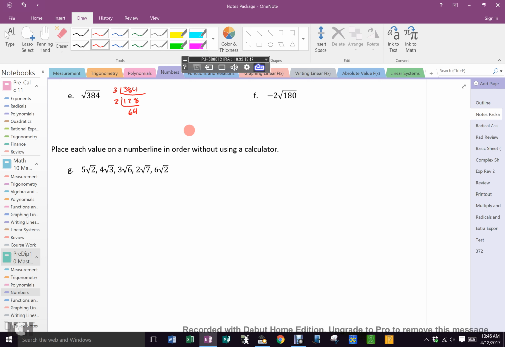Because 64 is a perfect square. What's the square root of 64? 8. What did I leave under there? 6. I might have done it wrong. Let's just check. 3 goes into 3 once. 3 goes into 8 twice, leaving 128. Nope, I did it right.